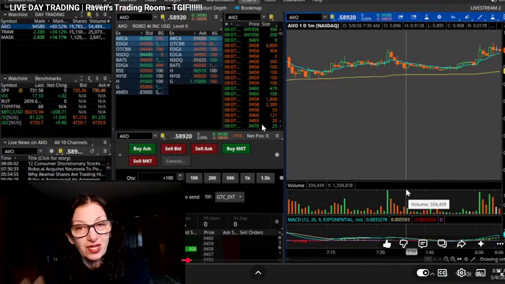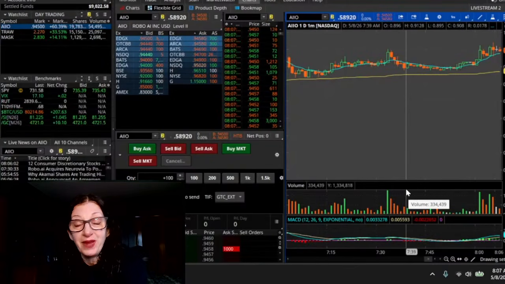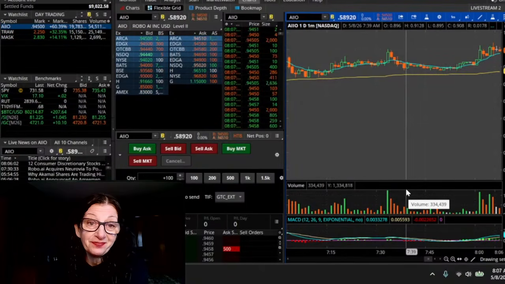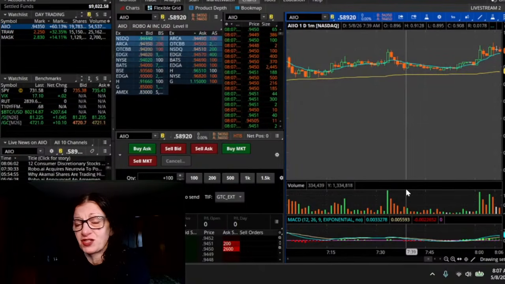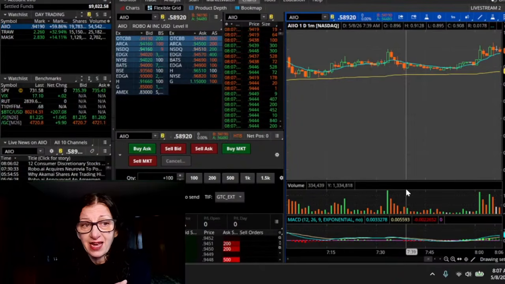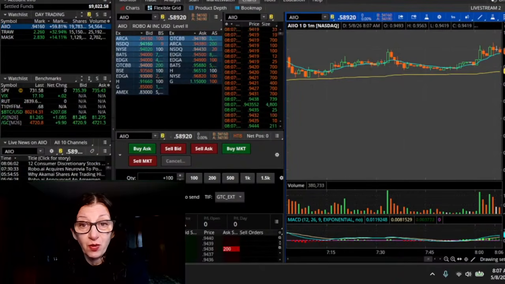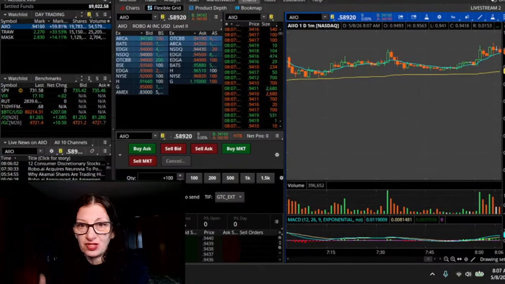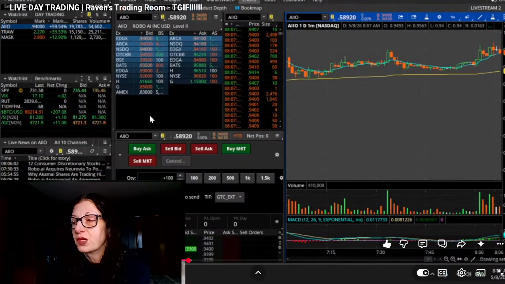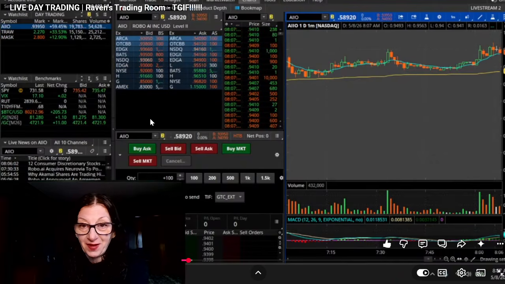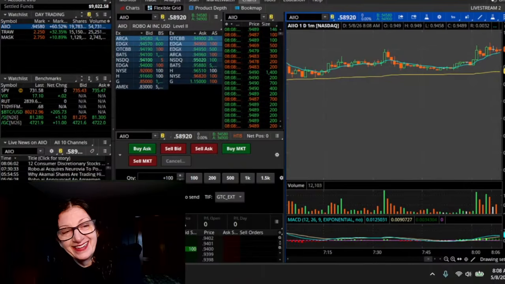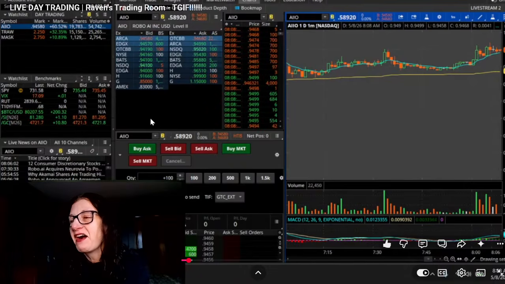You'll also see transactions on the tape from hidden sellers and hidden buyers. You'll see other transactions, especially at market open. You'll see things that couldn't be executed overnight. They'll all come in at once at the market open. So the tape's just going crazy, which is why I don't trade the first 5 minutes of the market open anymore. Now I know better.